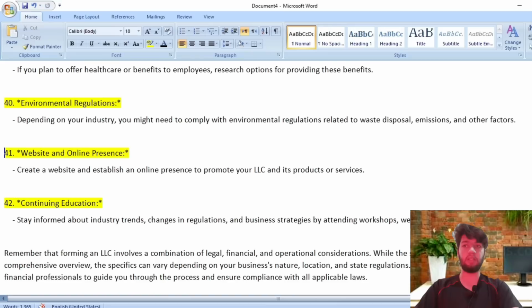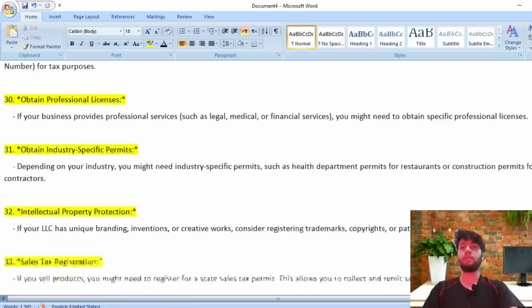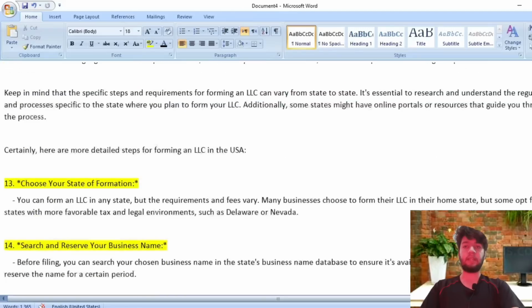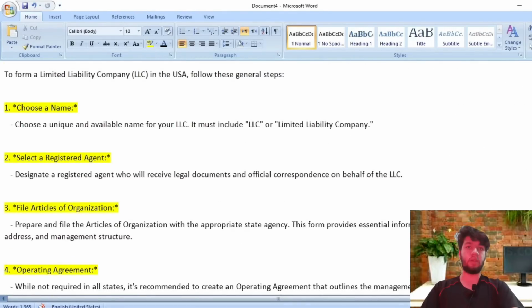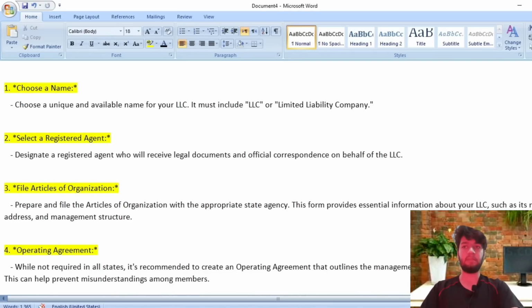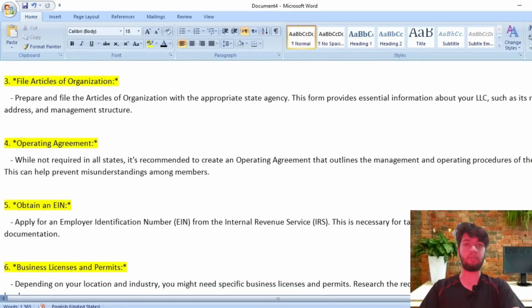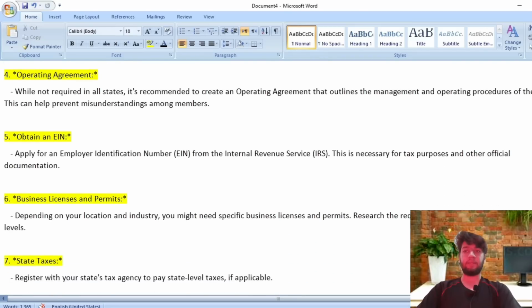So the main headings I will revise. Choose your name, select a registered agent, file articles of organization, operating agreements, obtain an EIN, business license permits, state tax, comply with regulation, foreign LLC, annual reports and renewals, open a business bank account, consult professionals.